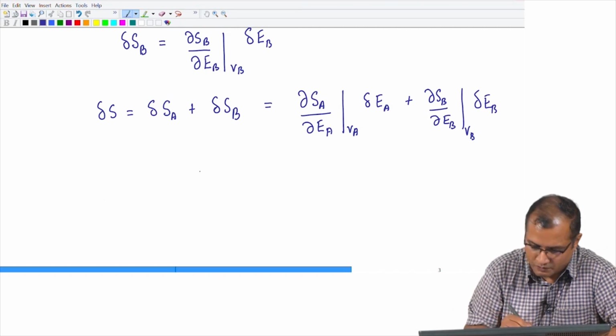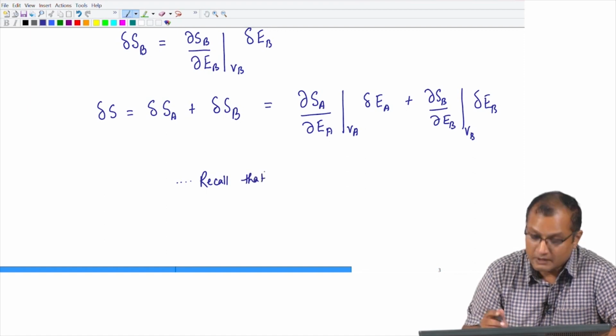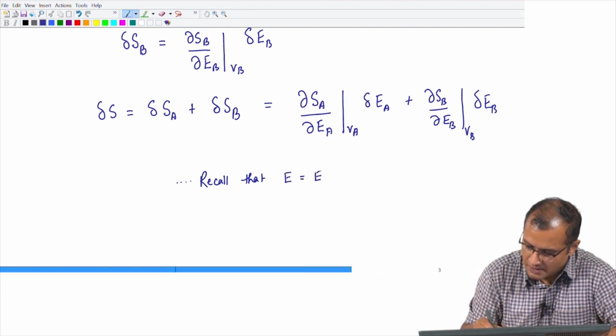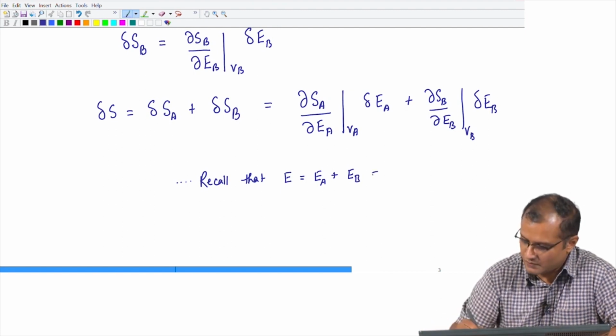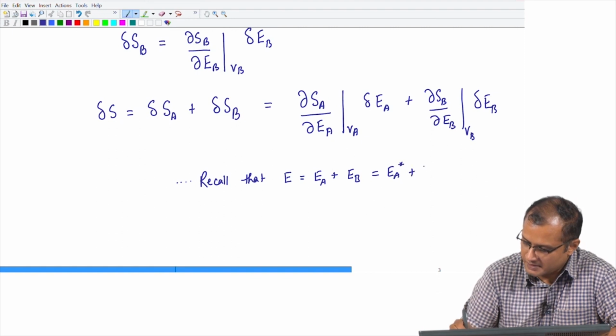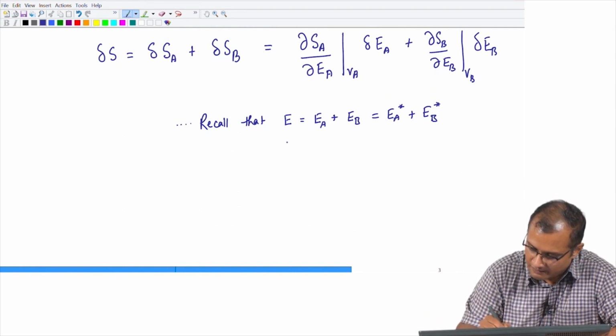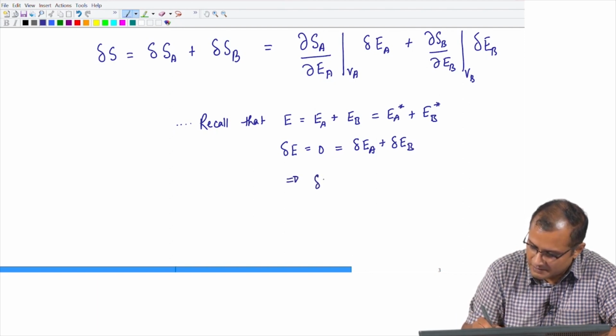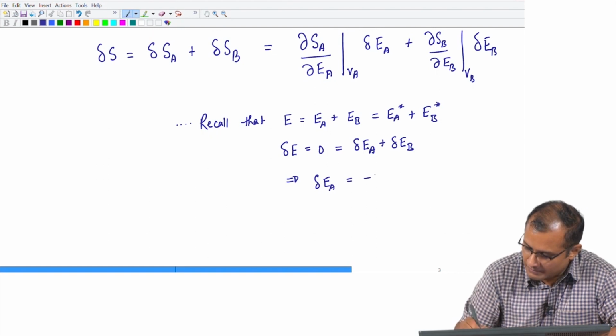And now I am just going to recall the fact that the total energy of the system is constant. So, I will write E as E_A plus E_B, which is of course also equal to E_A star plus E_B star, the sum of final energies, but that is not required. Then I can write delta E, which is 0, equal to delta E_A plus delta E_B. It simply says that delta E_A is equal to minus delta E_B.